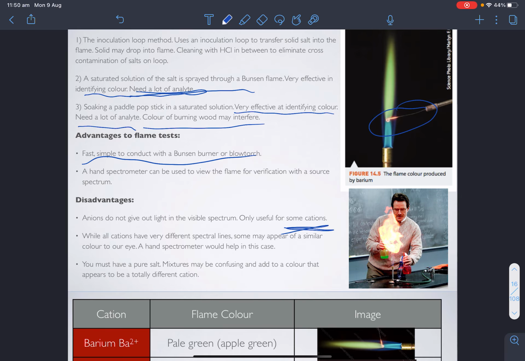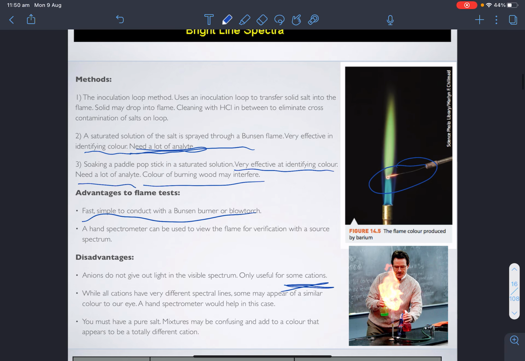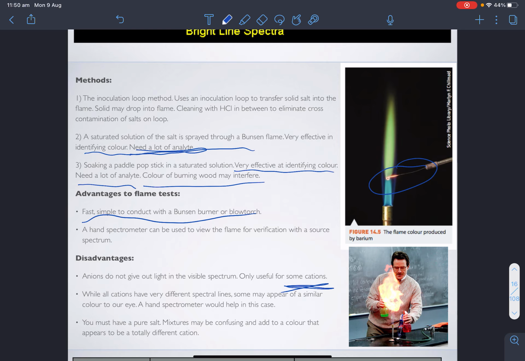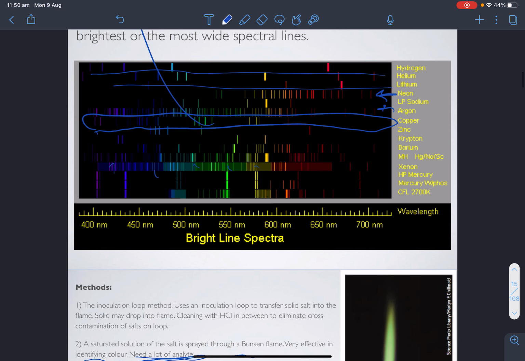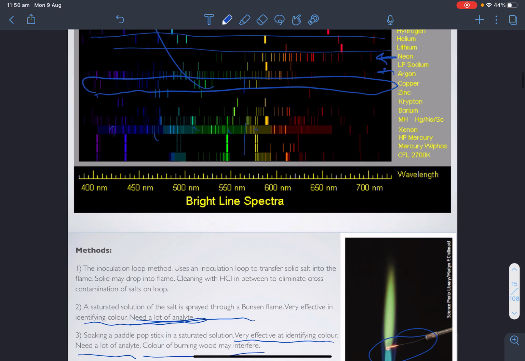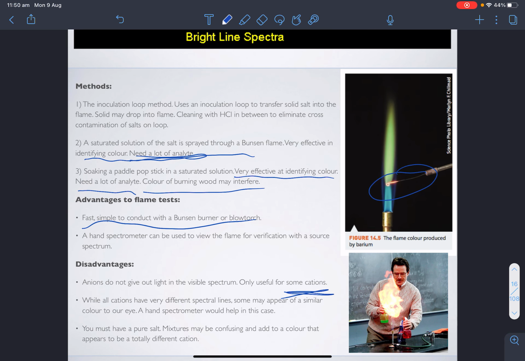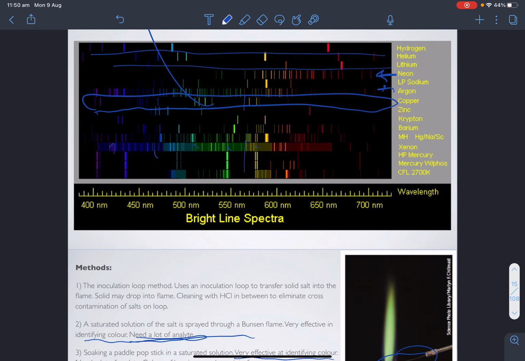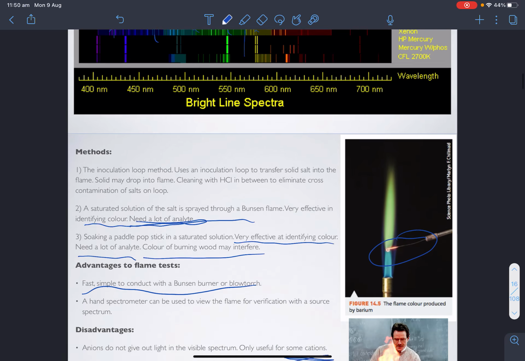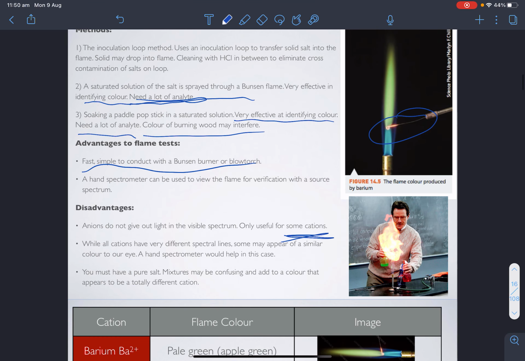To get around that, use a hand spectrometer to look at the whole spectrum. It's only going to work really well if you have a pure salt. If you have mixtures, you're going to see all these spectral lines added together in a big confusion, so it doesn't really work when you have a mixture. It's pretty impossible for a human to determine what's there and pull it all apart. Computers can probably do it though, and you can program a computer to do it. But let's stick to pure substances.